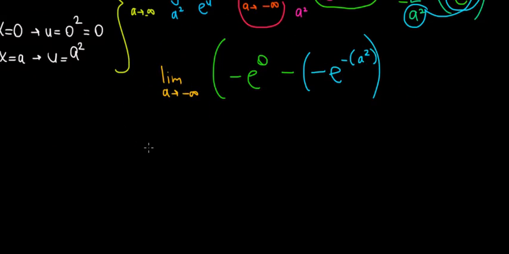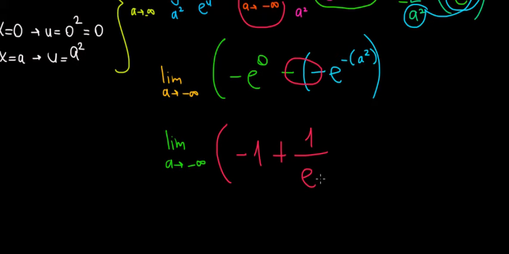What do we have as a result? We have the limit of a approaching negative infinity. Now in brackets we're left with minus e to the power of 0, so minus 1. Minus converts into a positive, so plus e to the power of minus a squared. E to the power of minus a squared is the same as 1 divided by e to the power of a squared, right? We just put the power down. With that said, let's start substituting the infinity to see what we get.